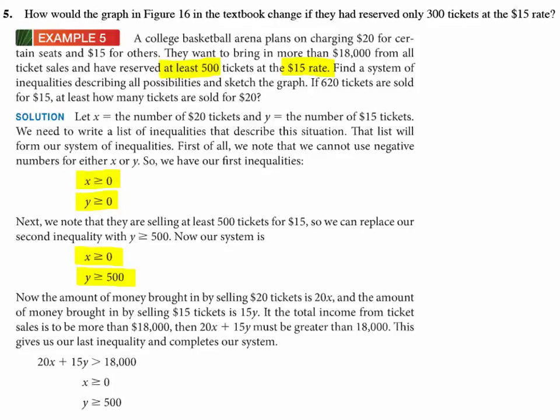So let me read example number 5, and then we'll go on to problem number 5 here. A college basketball arena plans to be charging $20 for certain seats, $15 for others. They want to bring in more than $18,000 from all the ticket sales and have reserved at least 500 tickets at the $15 rate. So find a system of inequalities describing all possible sales. Sketch the graph. If 620 tickets are sold for $15, at least how many tickets are sold for $20?